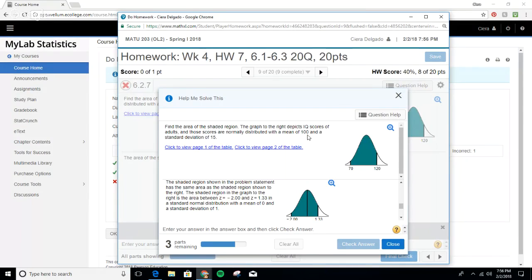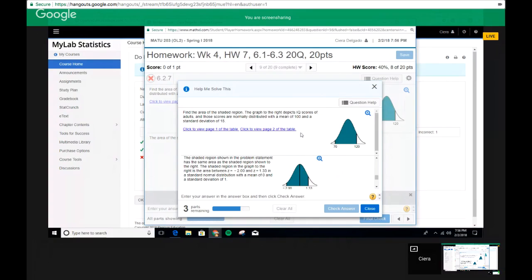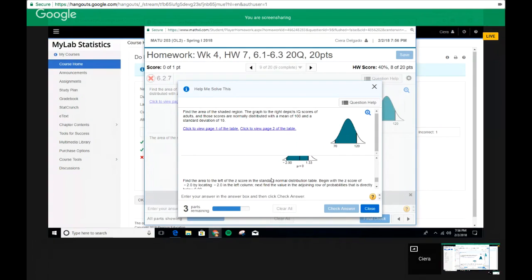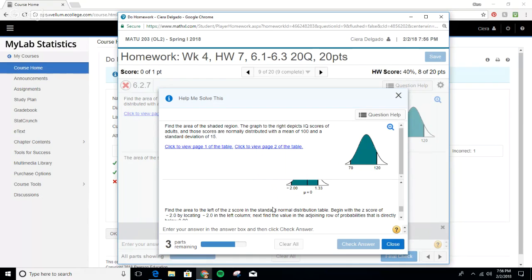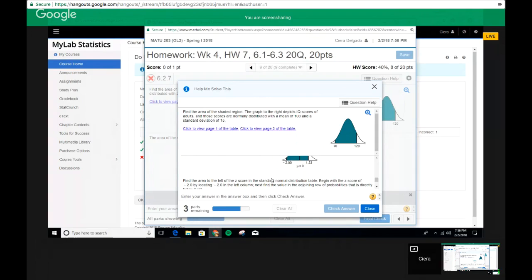This is the part that a lot of students struggle with. The representation here doesn't do a very good job explaining it. It's about looking at that standard deviation. I think the other one was like 0.77 or something. Okay, so the 0, we have to look at the mean, and that is representative of what we have to really follow. So find the area to the left of the z-score. Begin with the z-score of -2 by locating -2 in the left column. Next, find the value in the adjoining row of probabilities that is directly below.